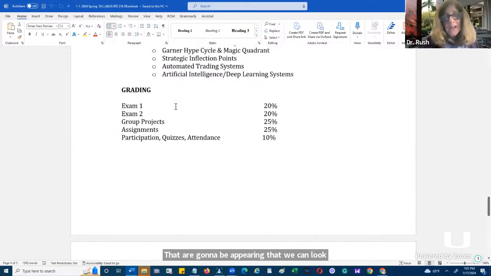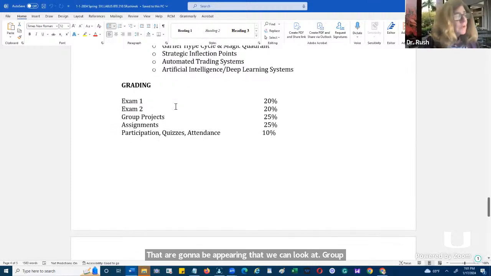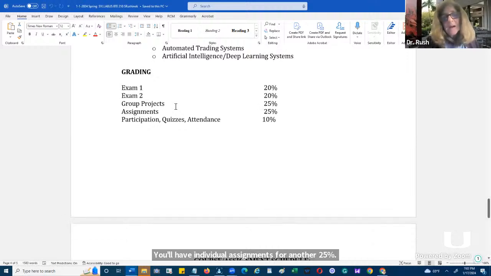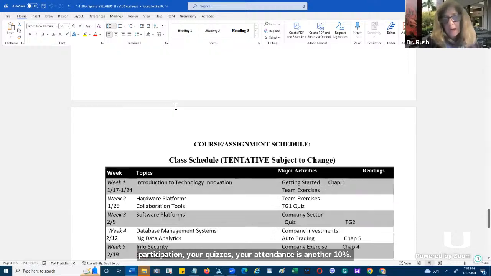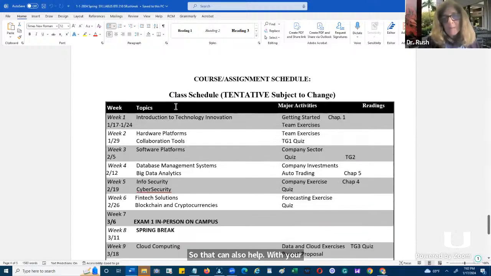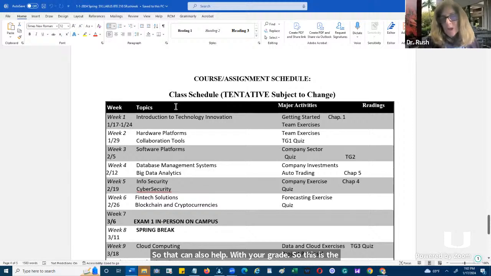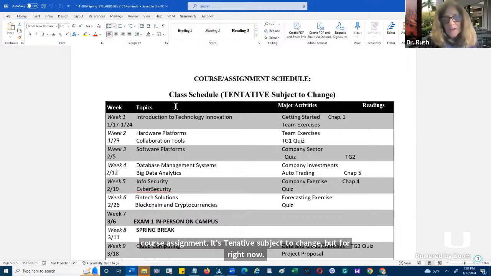Group projects count for 25%. You'll have individual assignments for another 25%. And participation, your quizzes, and your attendance make up another 10%. So that can also help with your grade. So this is the course assignment. It's tentative, subject to change, but for right now, I'll be talking about what's due.